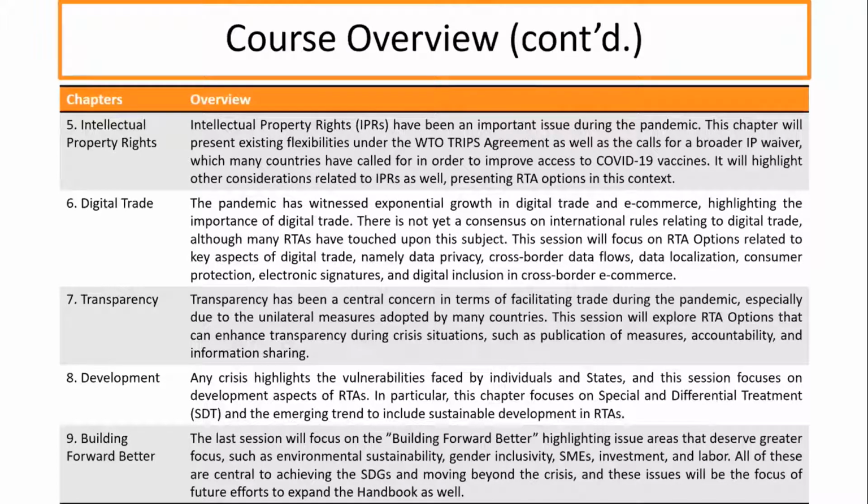The eighth chapter covers a very important topic that really cross-cuts all of the chapters of the handbook: development. And here, the chapter will focus in particular on the vulnerabilities faced by individuals and states during the pandemic and how these connect with provisions in RTAs. In particular, this chapter will look at special and differential treatment and the emerging trend to include sustainable development in regional trade agreements. And the final session focuses on building forward better, highlighting issues that are covered in the handbook, which really deserve deeper attention going forward.